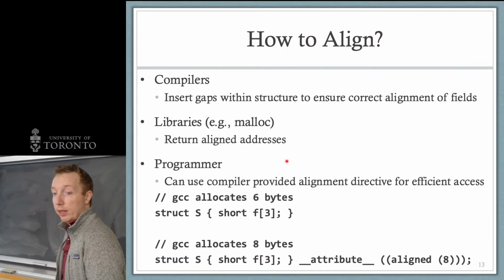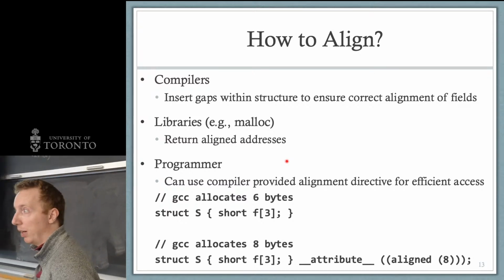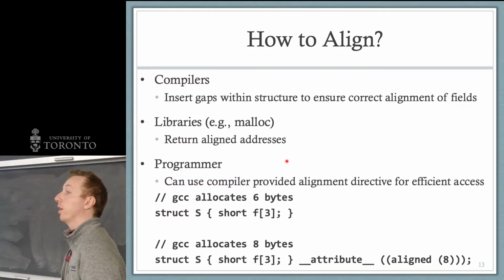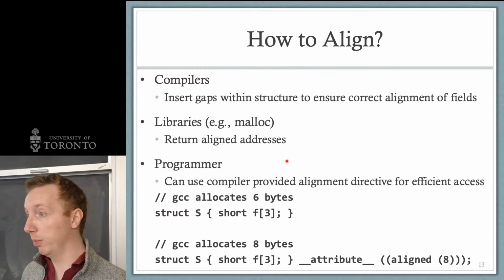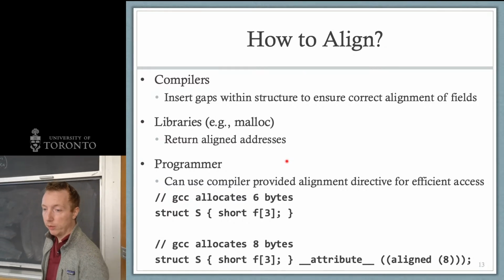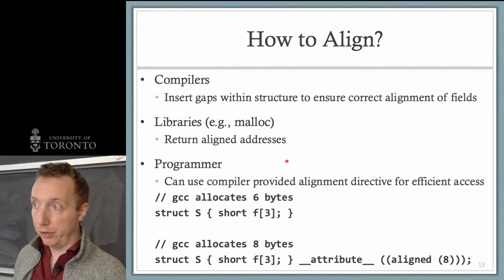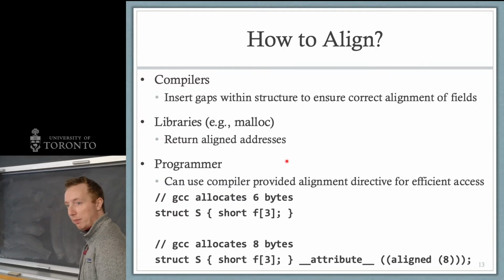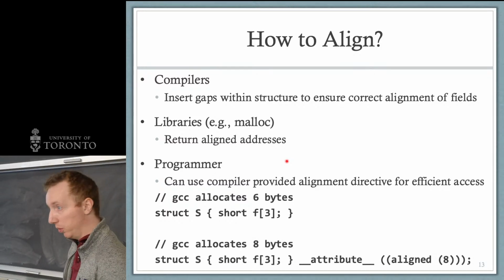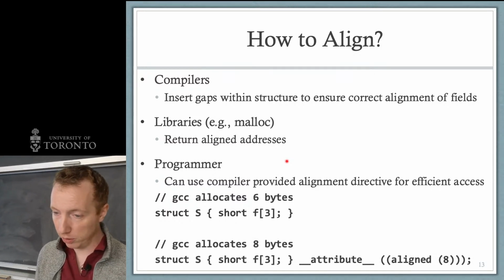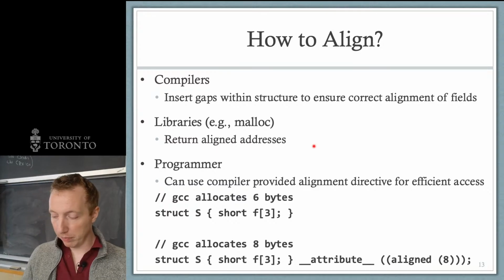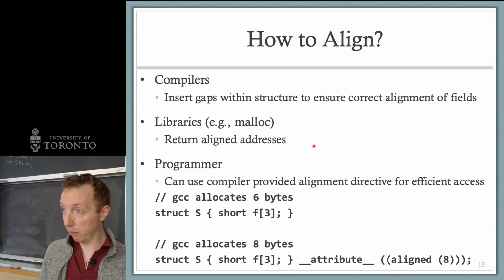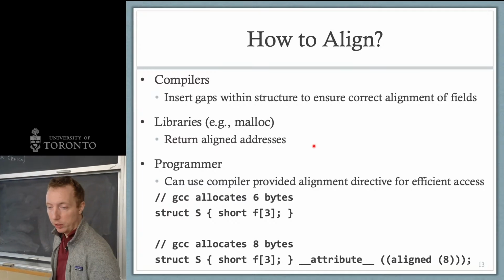So how do we align them? Well, luckily, our compilers do it for you. There are lots and lots of rules, especially with structs, that we'll go over to actually do most of the alignment for you. You can also suggest alignments to the compiler if you want to align to cache lines that it might not know about. And then libraries like malloc will return aligned addresses for you.